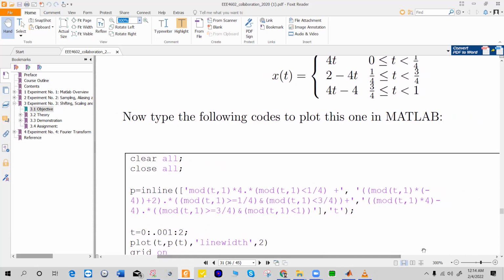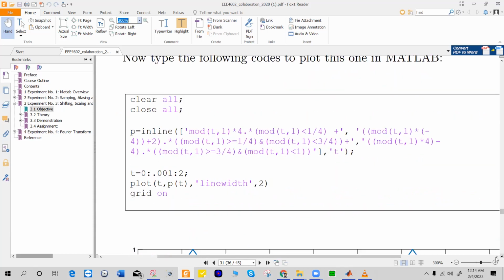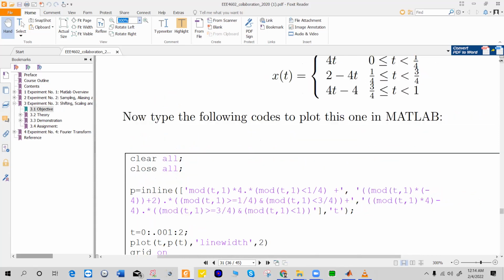So this is the code I have just copied to MATLAB. Please have a look and try to understand why this code is being written and how this is giving us the periodic signal. You see our function is 4t for time 0 to 0.25, and 2 minus 4t for 0.25 to 0.75, again 0.75 to 1, it should be 4t minus 4, right? So this is our function and we have just incorporated this function in this line.